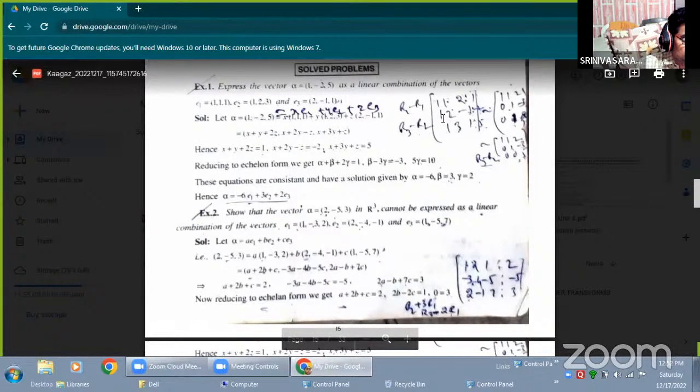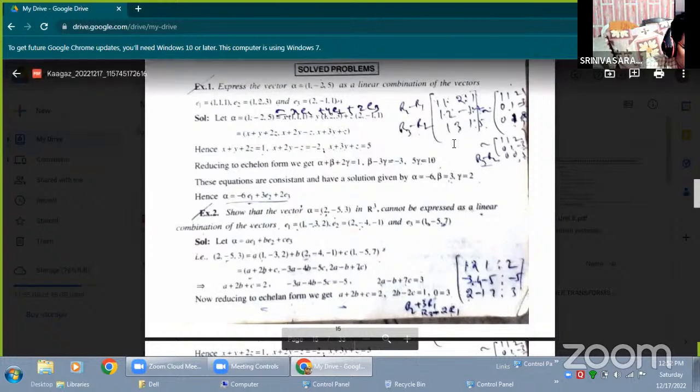Now, first of all, R2 minus R1. 1 minus 1 is 0, 2 minus 1 is 1, minus 1 minus 2 is minus 3. This element, minus 2 minus 1, is minus 3. Another one is also there. In the same manner, apply R3 minus R2.